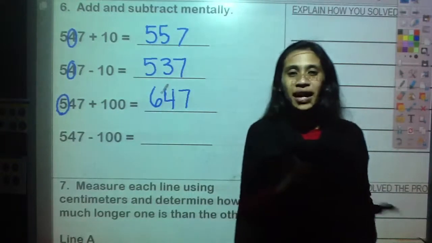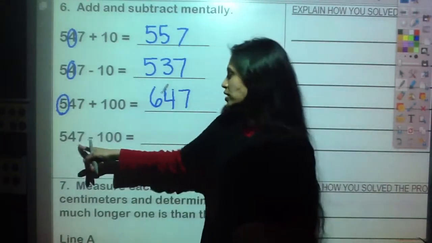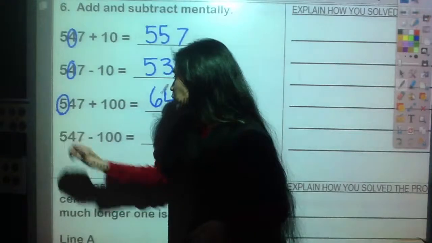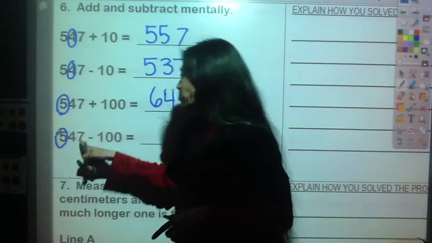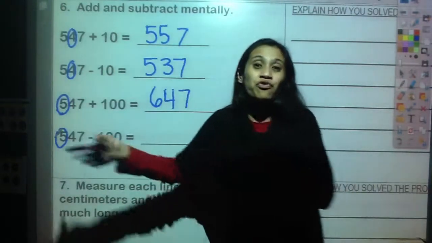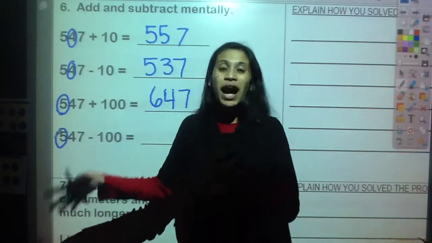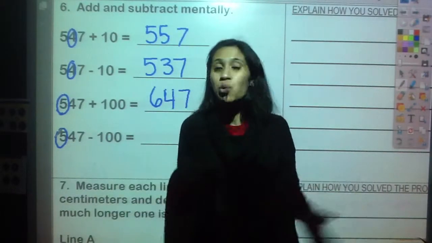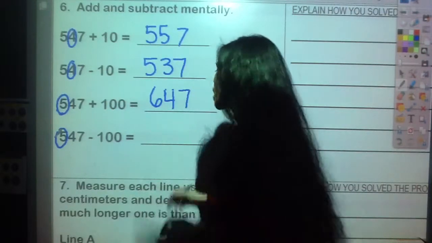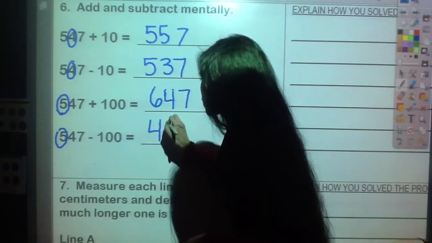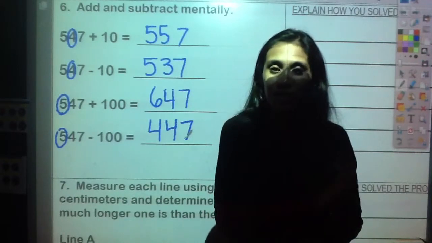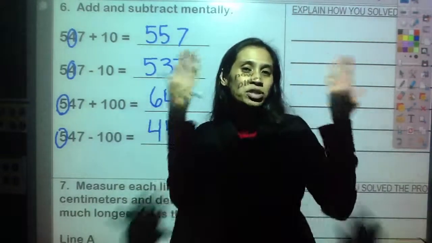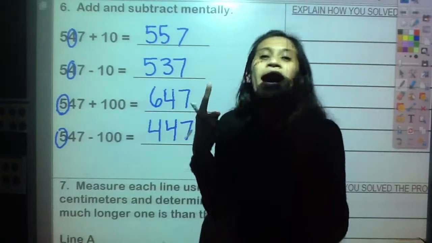Just like that. And the next one, 547 minus 100, where's the hundreds place? The 5. And if I'm taking away 100 from 547, the 500 becomes, take 100 away, 400. 447. And that is how you do that. See, that wasn't so hard. You were able to do it mentally. That means in your head.